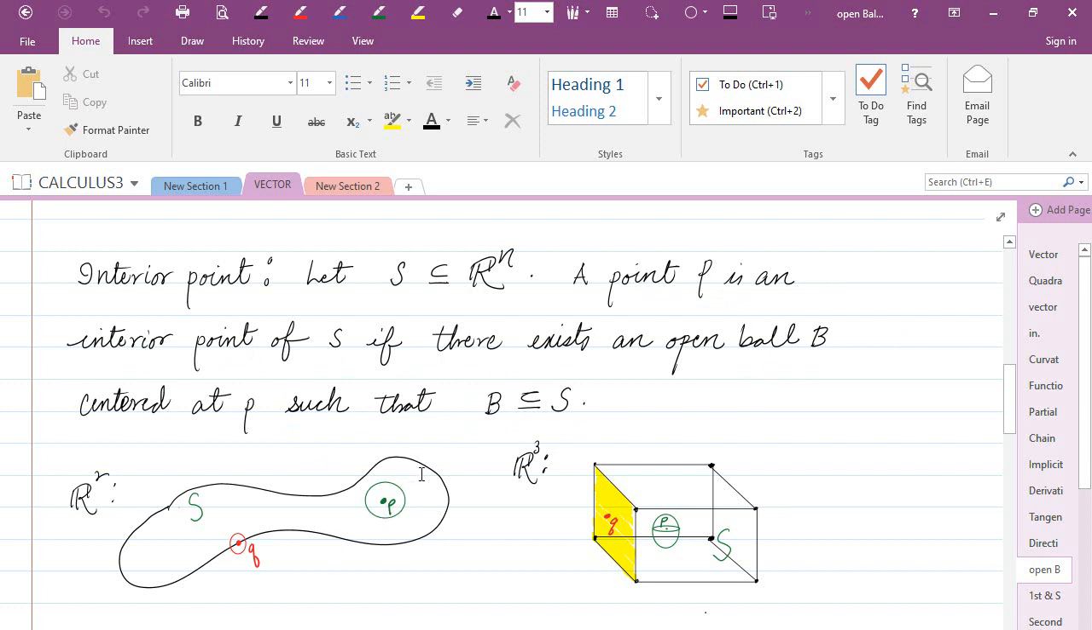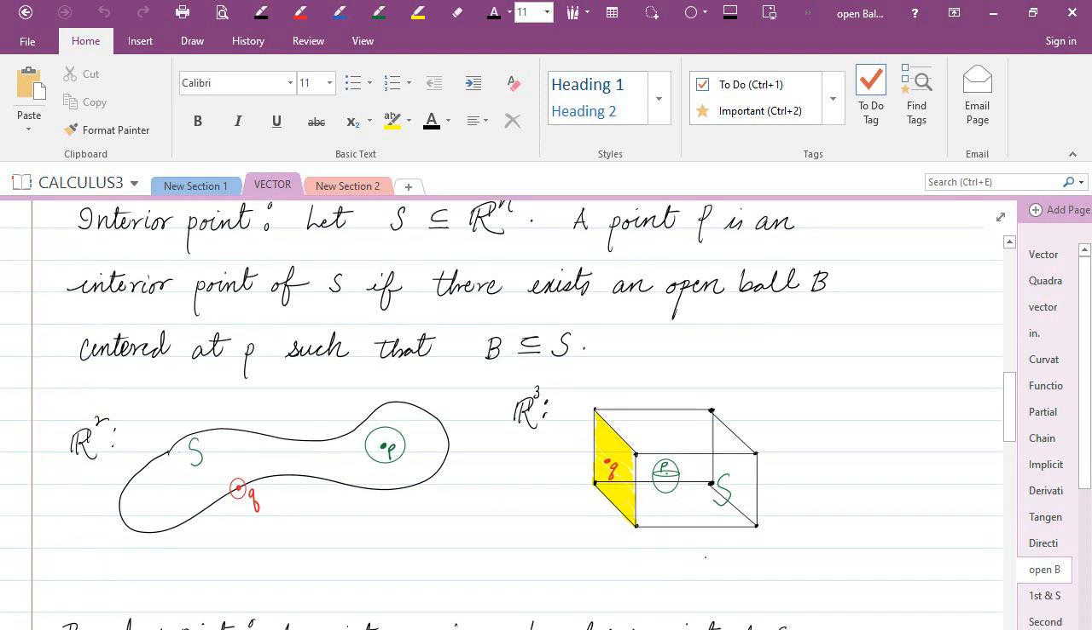So if you look at this region here, within this boundary curve, then this region is what I'm calling S. And if I take a point P right here, this is an interior point because there is an open ball centered at this point that is entirely contained in the set S. So if I have this subset of R to the 3, here I'm picking the subset S to be like a box in R to the 3, and P here is an interior point because there is an open ball centered at P that is entirely contained in S.